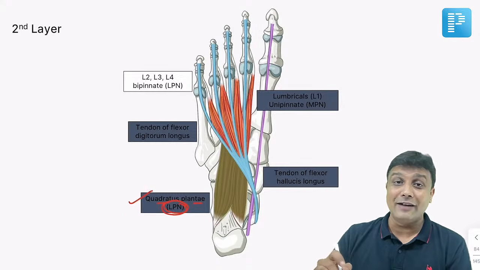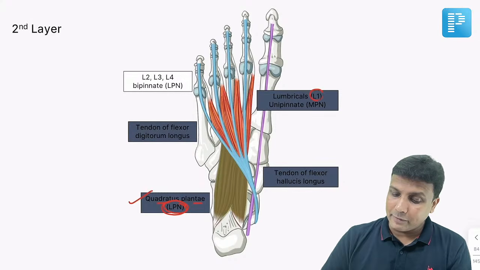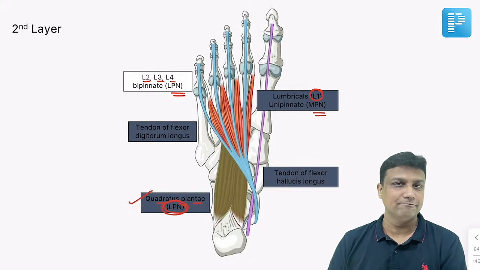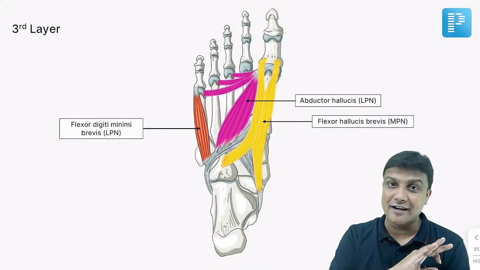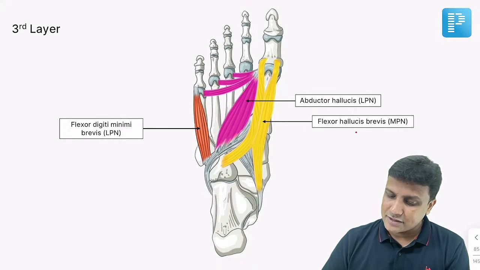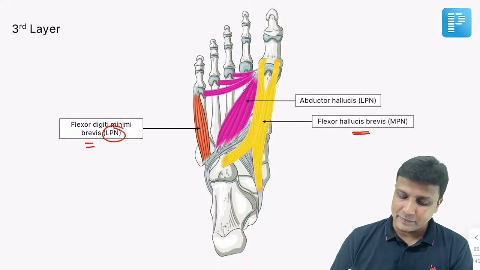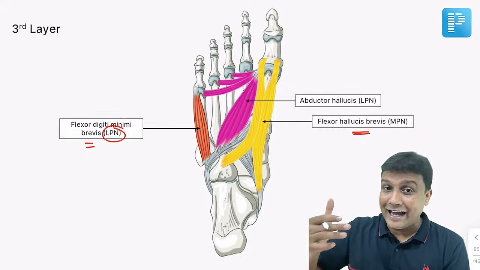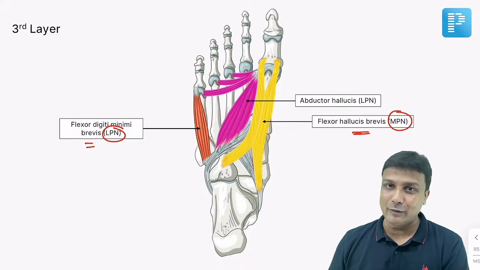And yes, of course, you'll be having the lumbricals here in the second layer. And out of the lumbricals, remember, lumbrical number 1 will be supplied by the medial plantar nerve, whereas lumbrical number 2, 3, and 4 will be supplied by the lateral plantar nerve. Okay. If you remove them, welcome to the third layer. Third layer में होते हैं flexors. So there will be flexor hallucis brevis, and there will be flexor digiti minimi here. This is supplied by the lateral plantar, which is corresponding to your ulnar nerve, and the flexor hallucis here will be supplied by medial plantar, which is corresponding to the median nerve. In that way you can remember.